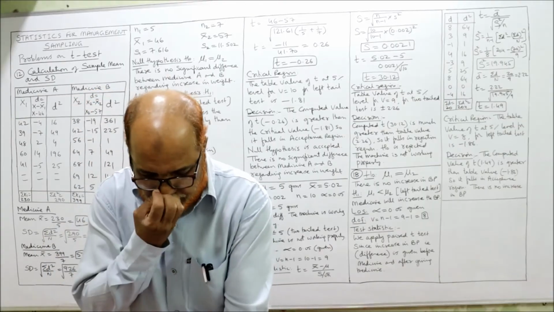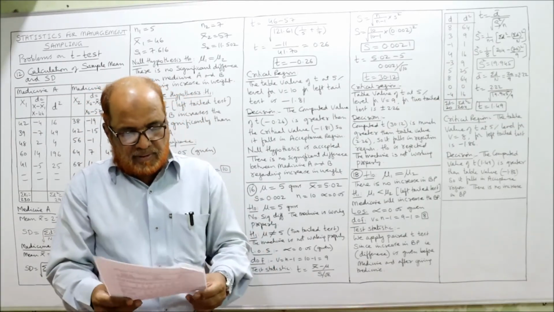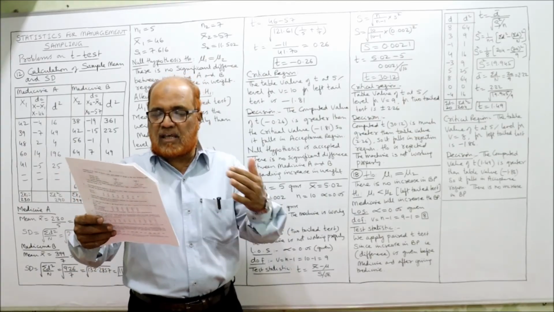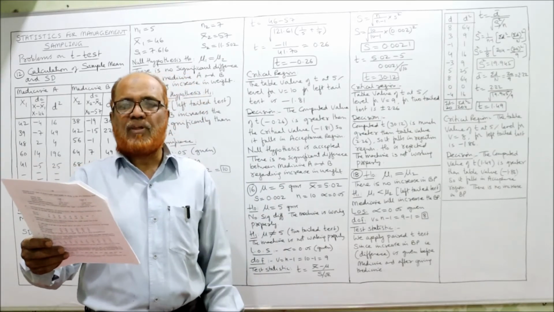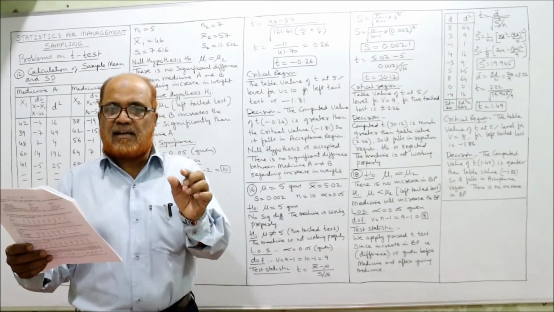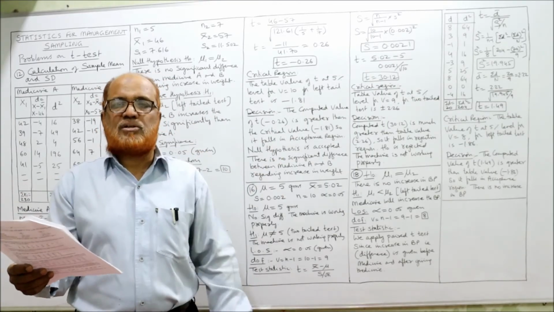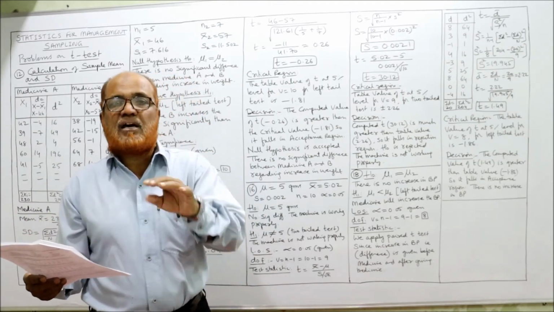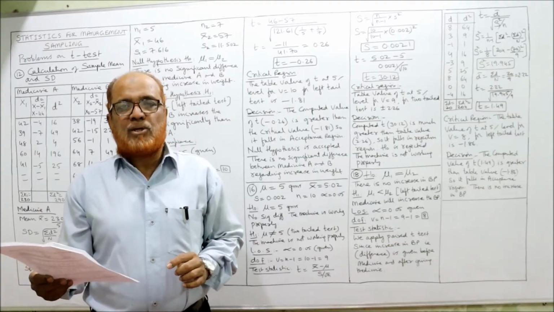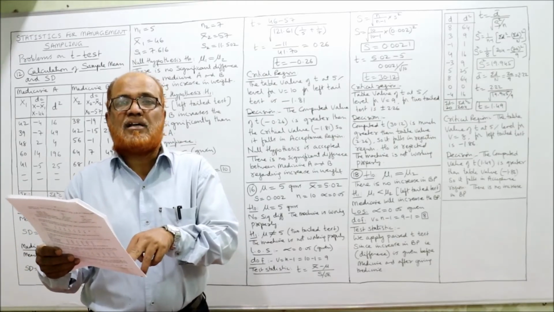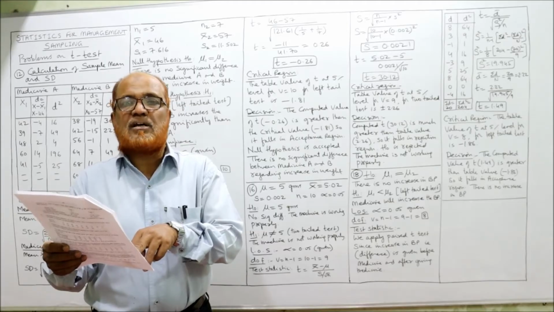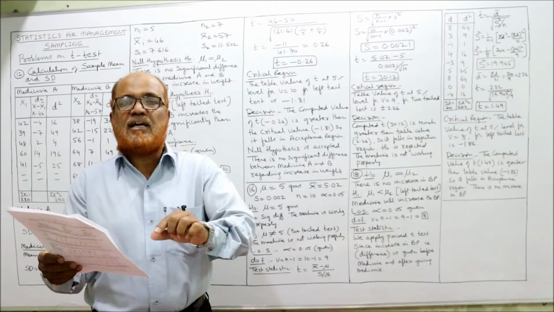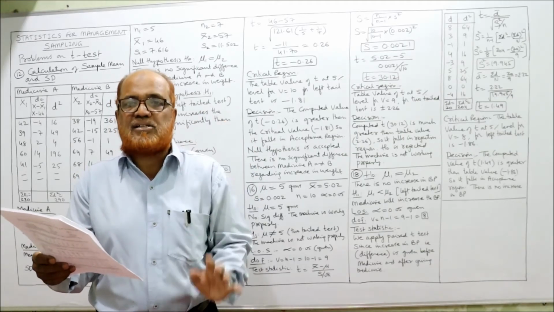Now you see the 18th one. A certain medicine given to 9 patients resulted in the following increase of blood pressure. One medicine is given. The medicine was given to 9 patients. After giving the medicine to 9 patients, how much is the increase in blood pressure, BP? So first patient 8 points increased. Second patient 3 points increased. Third patient 1 point decreased. These are the increase and decrease in blood pressure after giving the medicine.